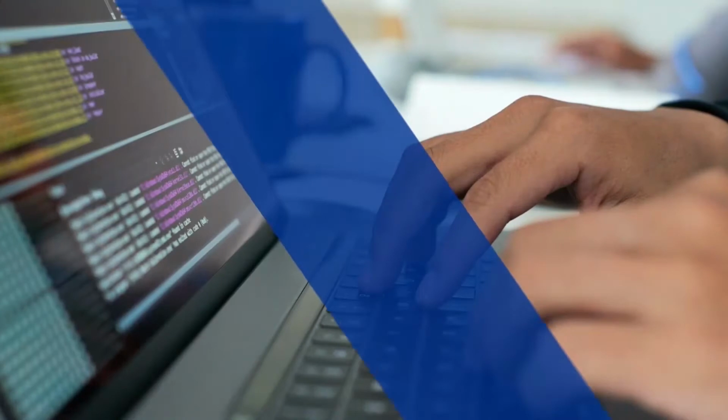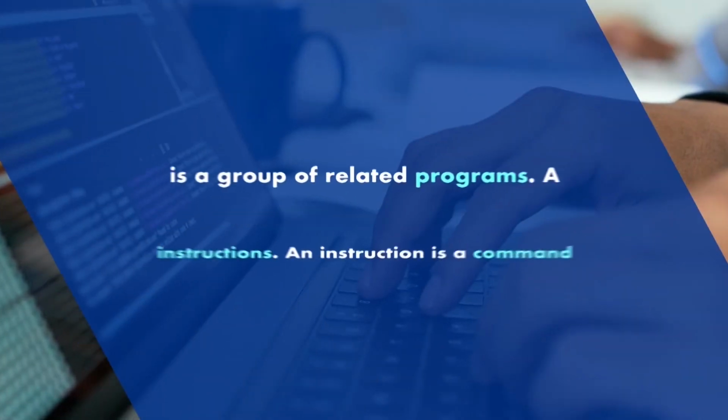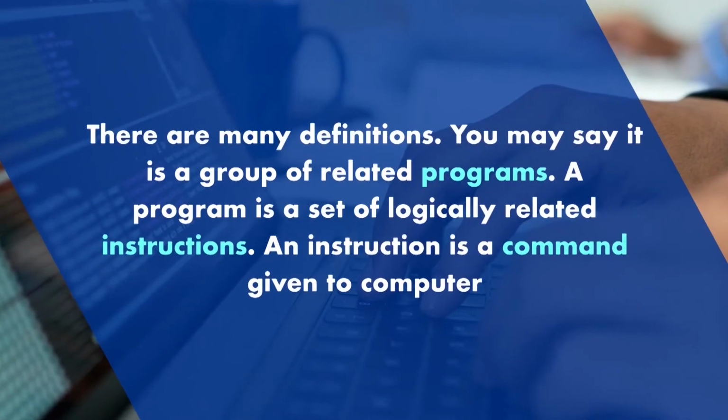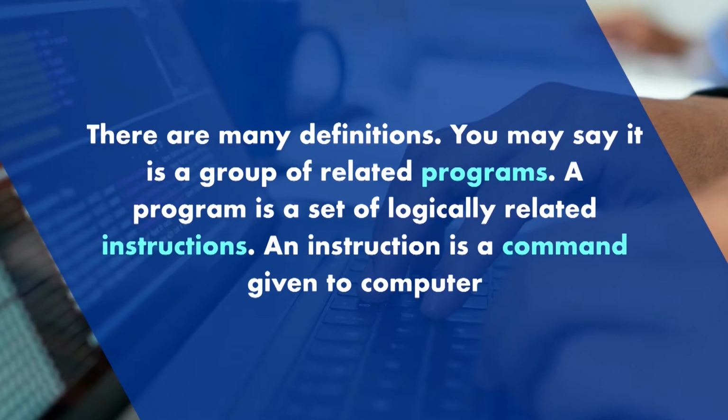Now if I ask you what is a software, there are many definitions actually, and right from your school days you know a definition that software is a group of related programs. Now if I ask you what is a program, you are going to answer me that a program is a set of logically related instructions. And what is an instruction? An instruction is a command given to the computer.